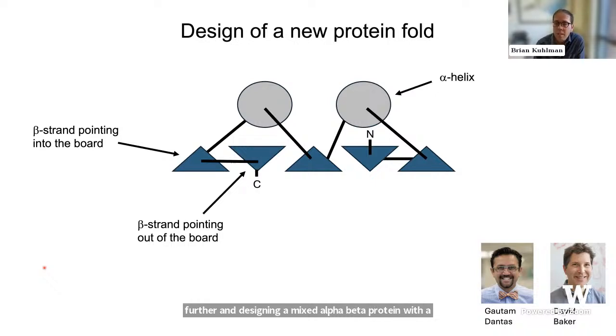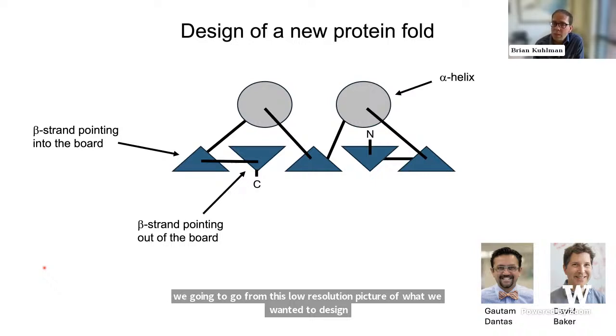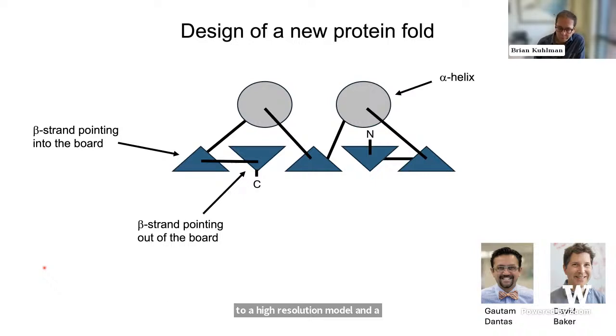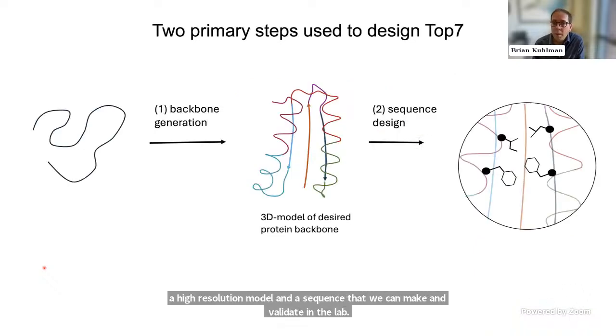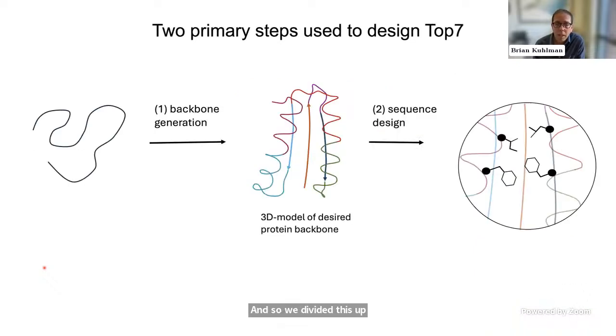And so we picked this as our target fold. It includes 5 beta strands and 2 alpha helices. And so the problem that we needed to solve was how are we going to go from this low resolution picture of what we wanted to design to a high resolution model and a sequence that we could make and validate in the lab. And so we divided this up into two primary steps.